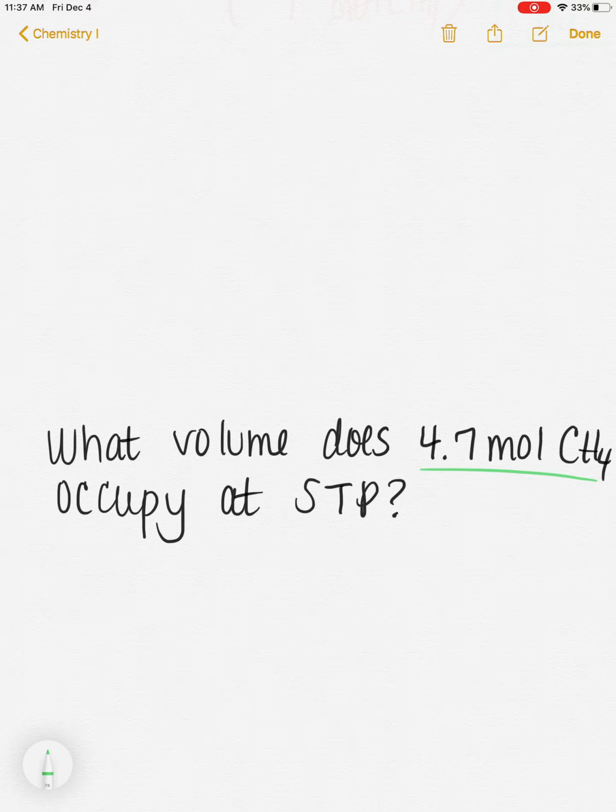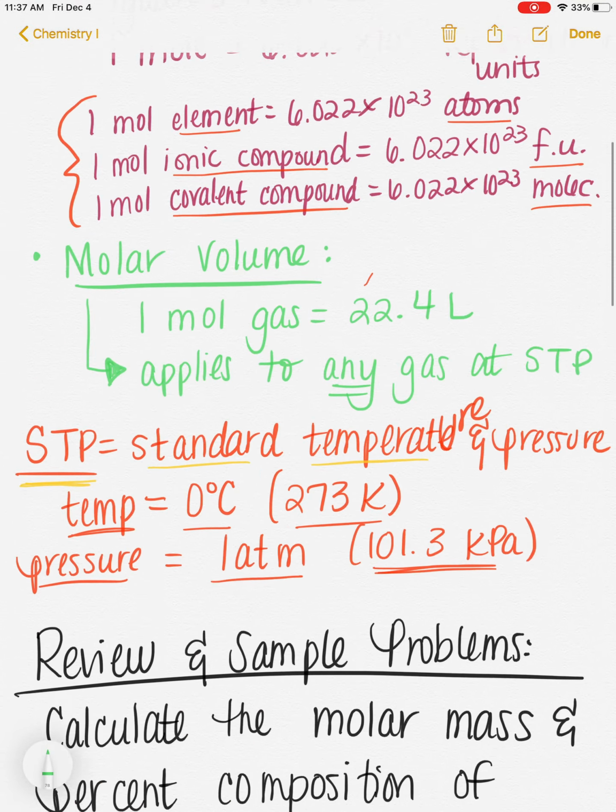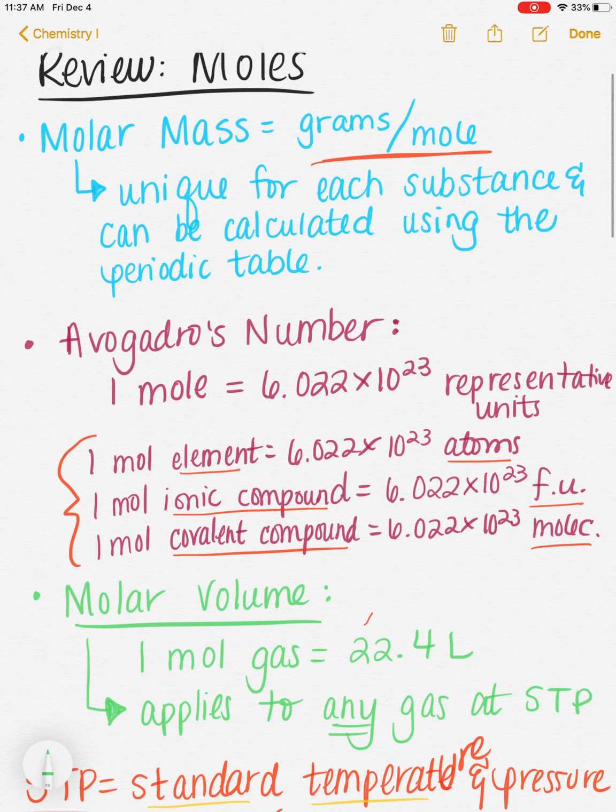Another problem. What volume does 4.7 moles of CH4 occupy at STP? We are going to start with 4.7 moles of CH4. I am trying to get to volume. Remember, volume is measured in liters. So I'm trying to go from moles to liters. I have to go back and take a look at my options. Can I go from moles to liters? Do I have a link?